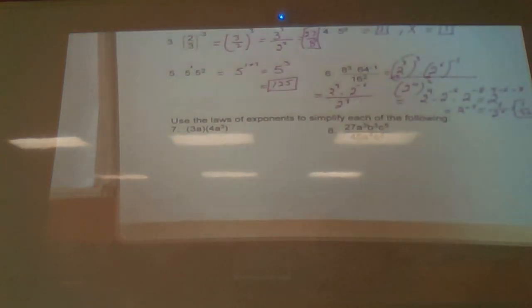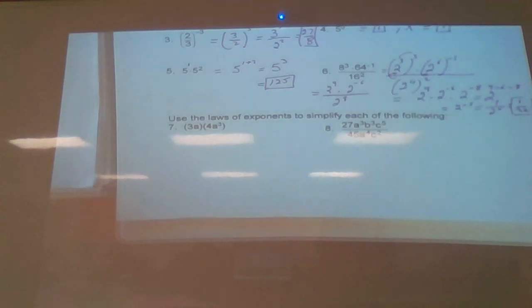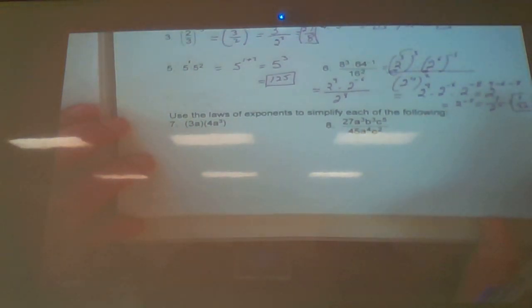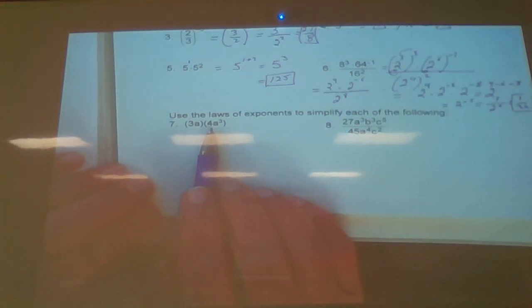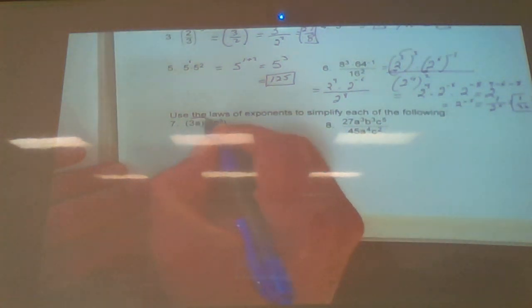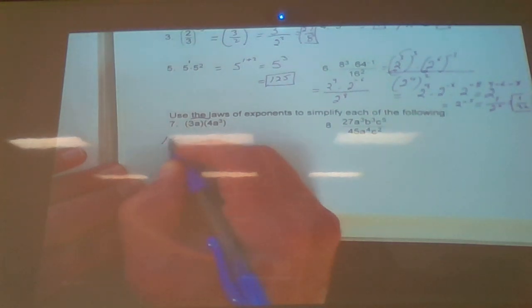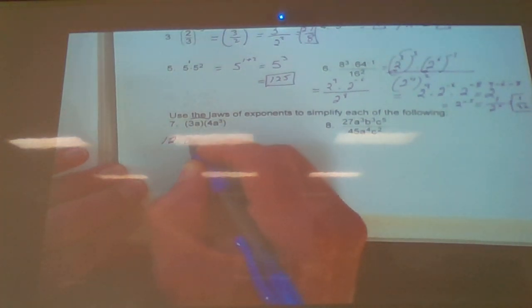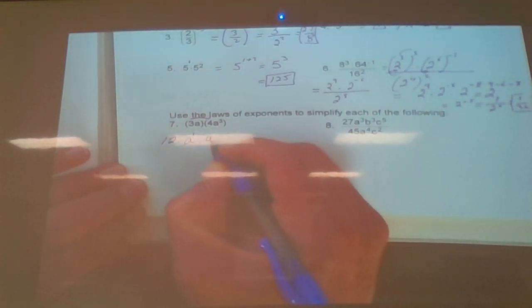If we look at number 7, it says use the laws of exponents to simplify each of the following. When you have something like this in parentheses, do the numbers first, multiply. 3 times 4 is 12. Then I have 8 to the 1 times 8 to the 3.